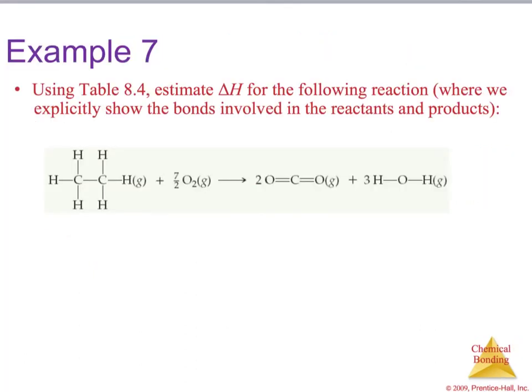So let's give it a shot. For example 7, we're going to use table 8.4, which is on page 326, and estimate the change in enthalpy for our following reaction. And we're given the little note that says that we want to explicitly show the bonds that are being involved in the reactants and the products. So for my bonds that are being broken, we are going to break 6 CH bonds. And I have 1, 2, 3, 4, 5, 6. None of these are going to be over here, so that's how I know 6 of them are being broken.